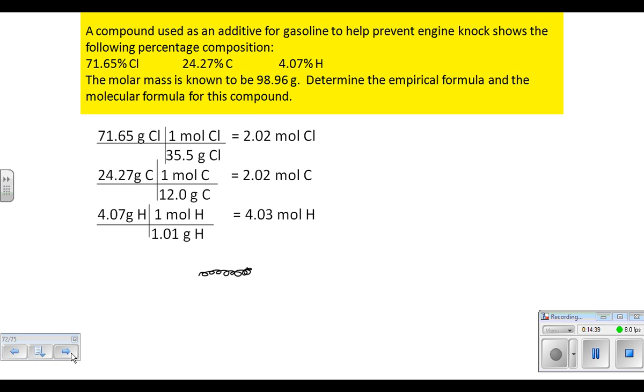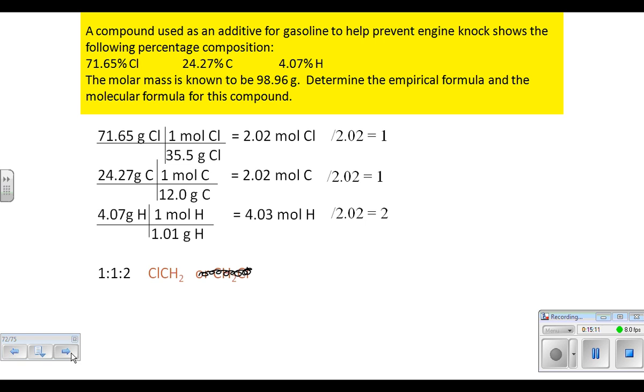So we'll divide by the smallest, which means we'll divide each one of them by 2.02, which will then give us the ratios of 1, 1, and 2. Okay, so that means our empirical formula would be 1 chlorine, 1 carbon, and 2 hydrogens. You can write that in any order actually, but it would be ClCH2.